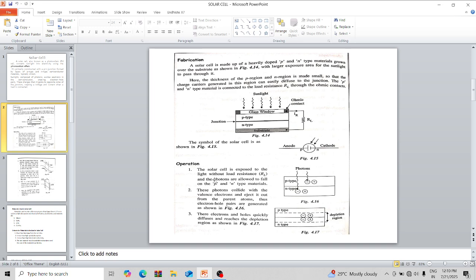Next, operation. The solar cell is exposed to light without load resistance and the photons are allowed to fall on the p and n type materials, as shown here. These photons collide with the valence electrons and eject them from the parent atoms, thus electron-hole pairs are created. These electron-hole pairs quickly diffuse and reach the depletion region. This is the depletion region.